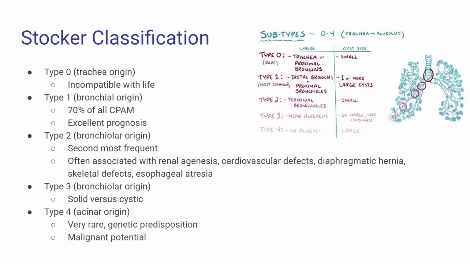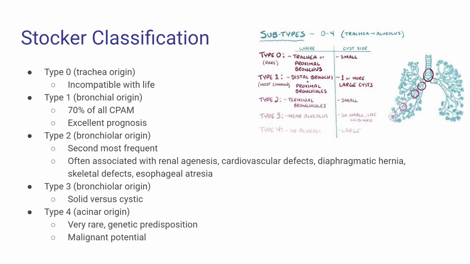If you imagine that you have hyperplasia around this proximal region in the lung, it is not going to allow for the baby to breathe upon delivery. We have type 1, which is a bronchial origin a little bit further down. This contributes to most CPAM cases, and there's actually an excellent prognosis.